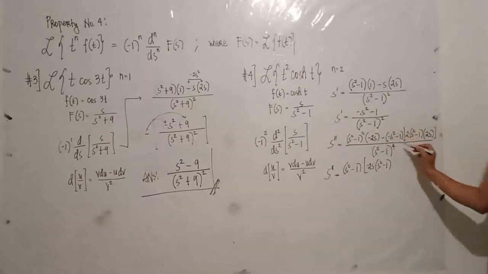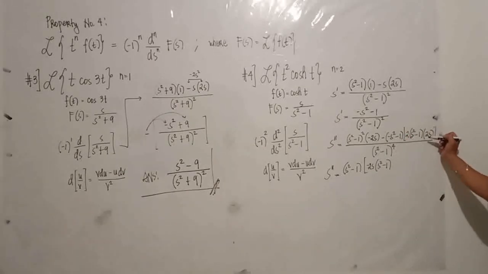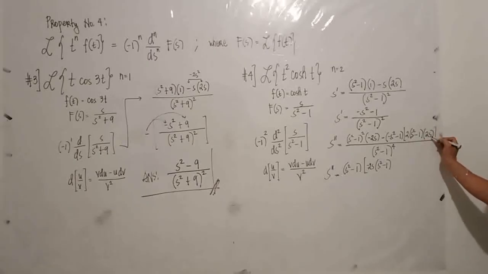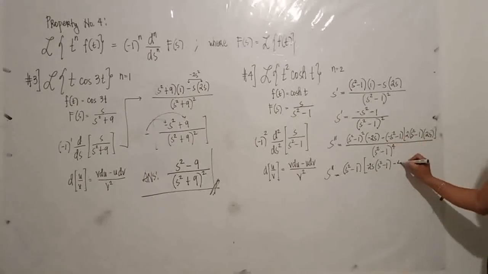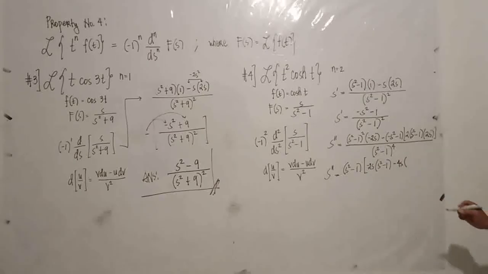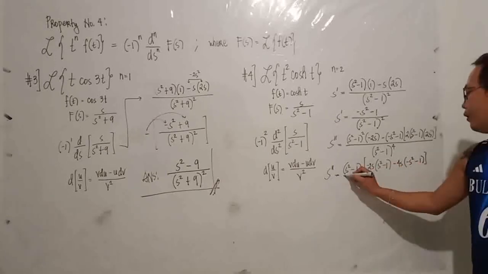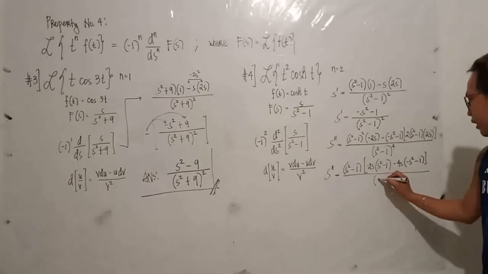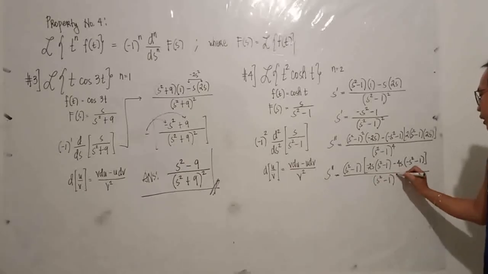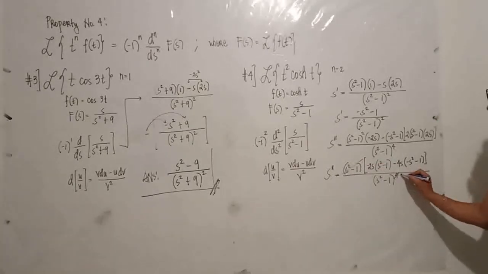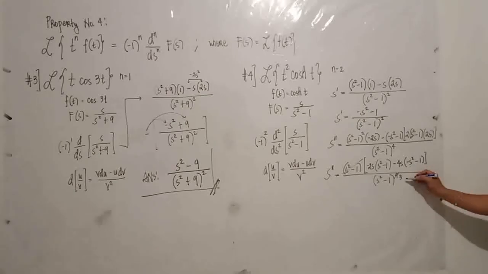Then ang matitira dito, mawawala na to. You will now have 2 multiplied by 2s, that's 4s, multiplied to the negative, so that is minus 4s. Then, negative s squared minus 1 over, that is s squared minus 1 raised to 4. Since meron kang s squared minus 1 sa numerator, mababawasan yun na sa denominator, which will become cube.